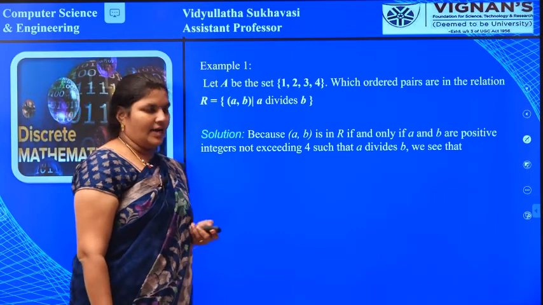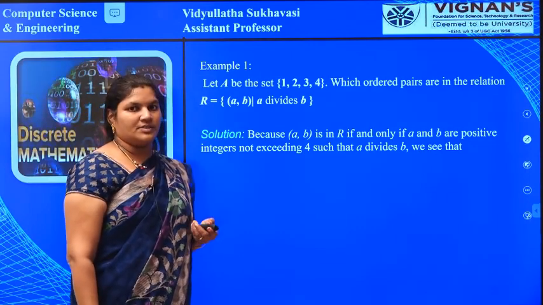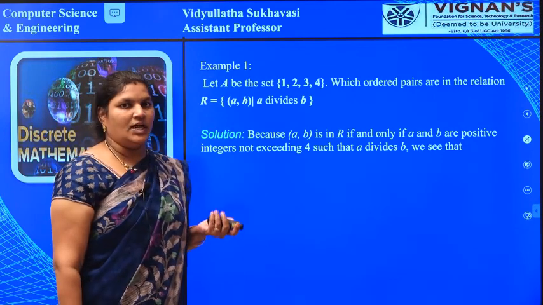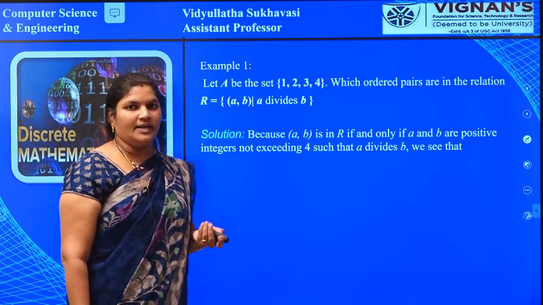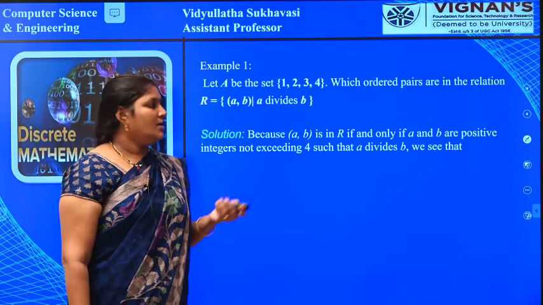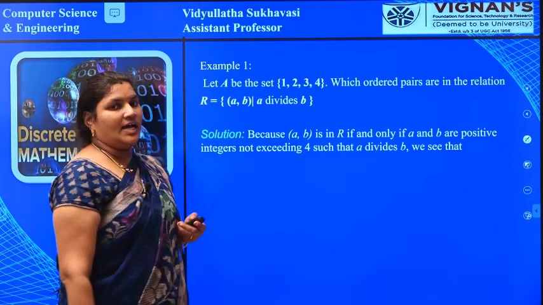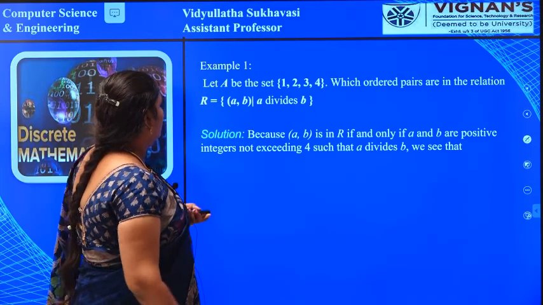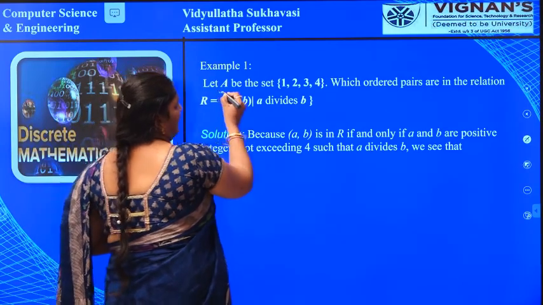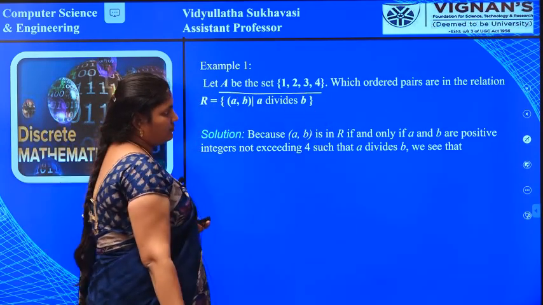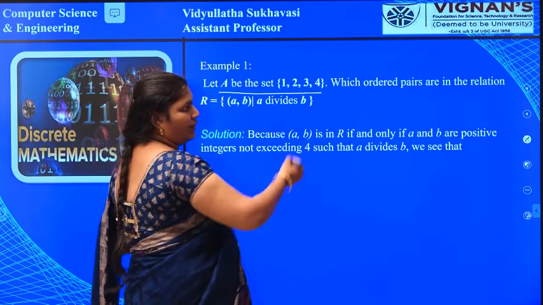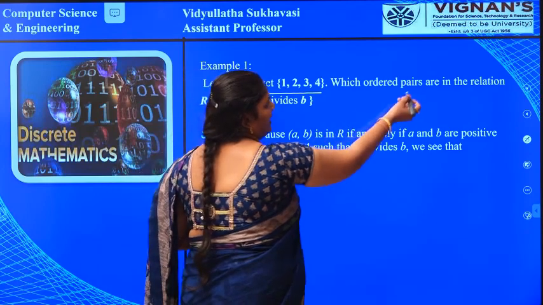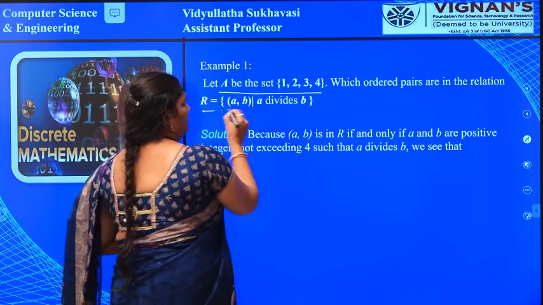So this is another example in which we are going to check for relations. In the previous example we saw how to calculate the domain and range of the given relation R. In this example we are going to check which ordered pairs exist in the relation. Here they have given the set A as 1, 2, 3, 4, and we are going to check which ordered pairs are in the given relation R.